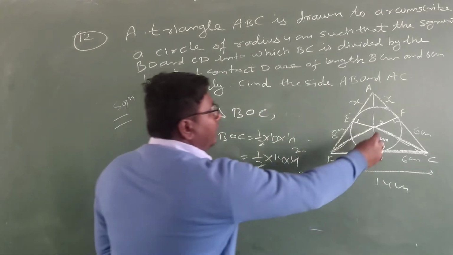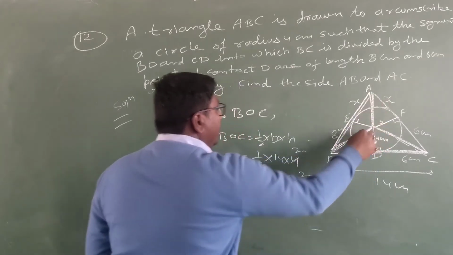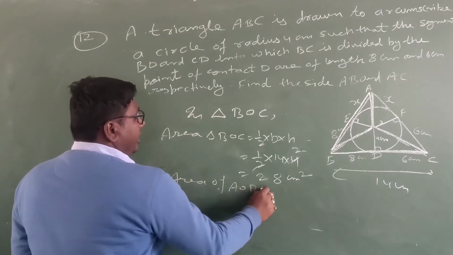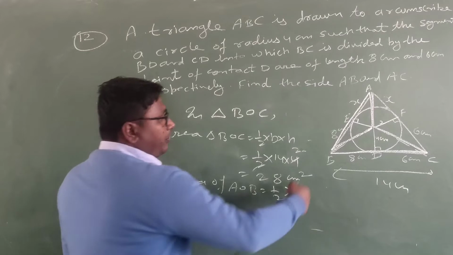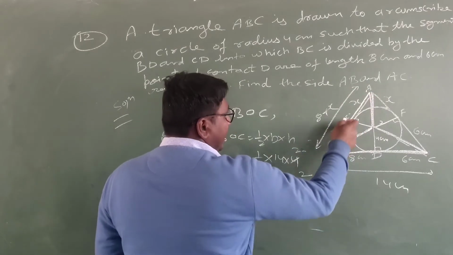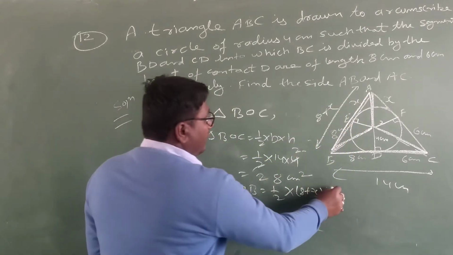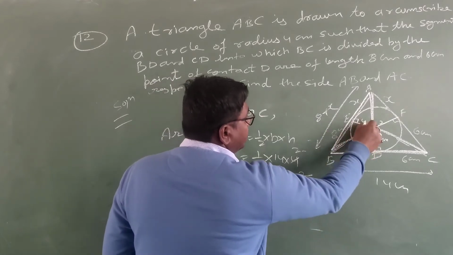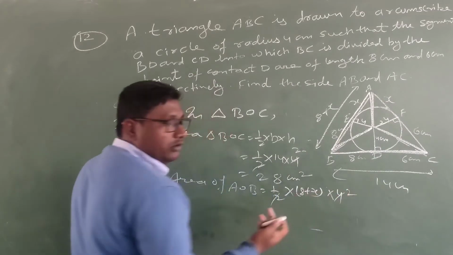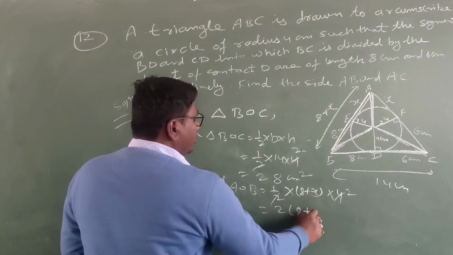Okay, now again we are getting the area of triangle AOB. The area of triangle AOB will be equal to half into base into height. The base will be this time 8 plus x. So the area will be half into 8 plus x into height. This is the height, this is the radius, this will be 4, this will also be 4. So into 4 will be 2 into 2, and now this will be 2 into 8 plus x.